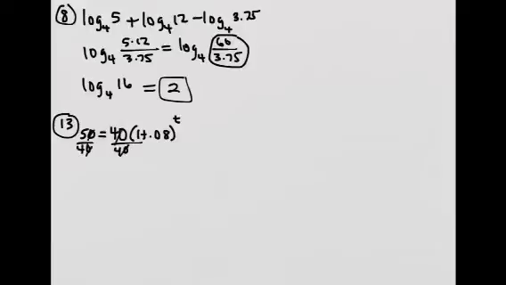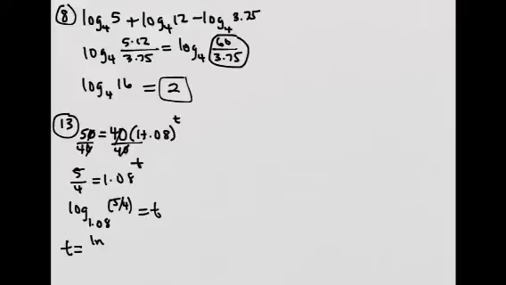So then that's 5 over 4 equals 1.08 to the t power. Okay, so then log base 1.08 of 5/4, so you could write it as 1.25 if you like. So you'd say t equals ln of 1.25 divided by ln of 1.08. So this would be the logarithmic expression, and then you evaluate it and it's approximately 2.9 for t.